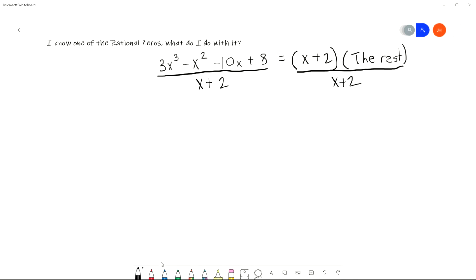As one does in algebra, right? If something's multiplying your thing that you want to solve for, you just divide it. So all we have to do to find the rest is divide our polynomial by x plus 2. This is a method known as polynomial long division. You may have seen it in Algebra 2.